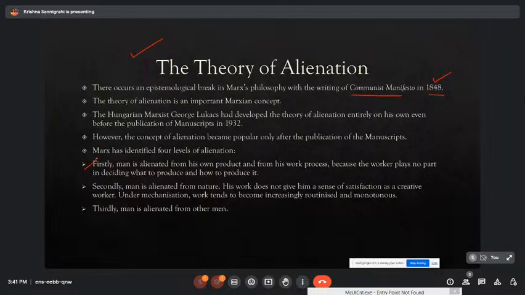So, where is or how is a man alienated? First let us try and understand what is alienation, right? When we are saying alienation, what do we mean by that? If anybody is aware of it, please, you can write it in the chat box. Any idea on what is alienation? Any idea? Anybody? What is alienation?